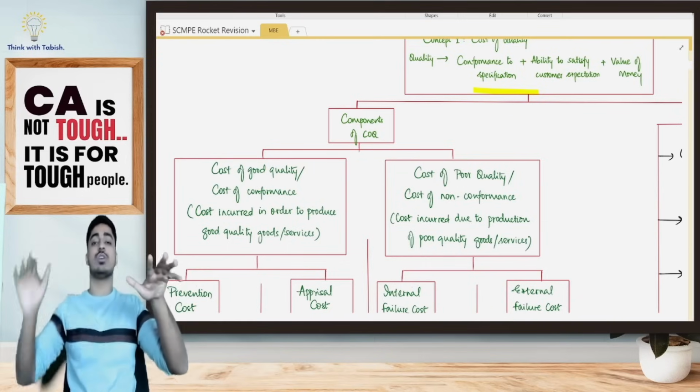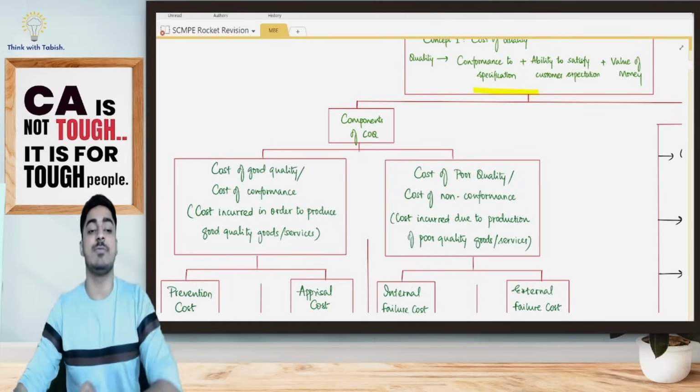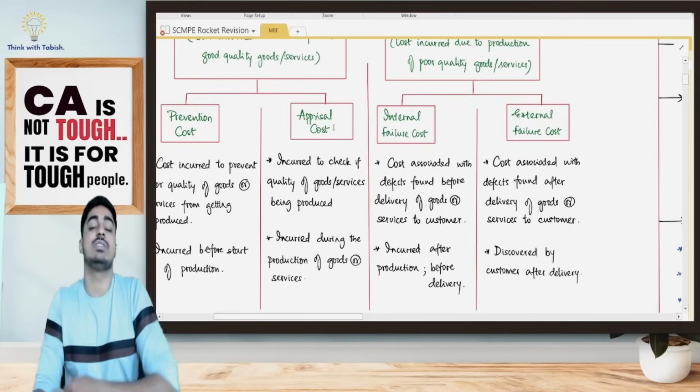Now, cost of good quality, cost of poor quality. Cost of good quality again can be bifurcated as prevention cost, appraisal cost.